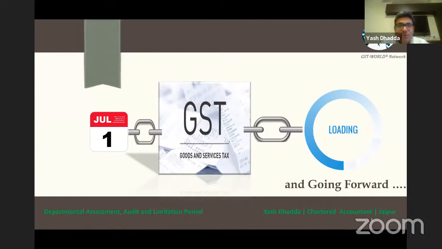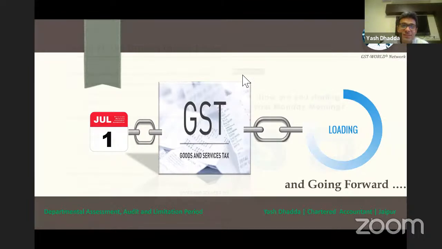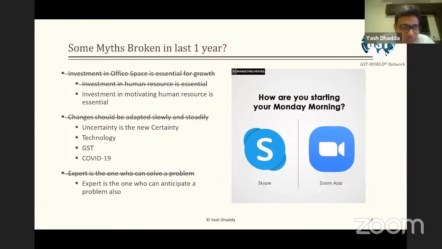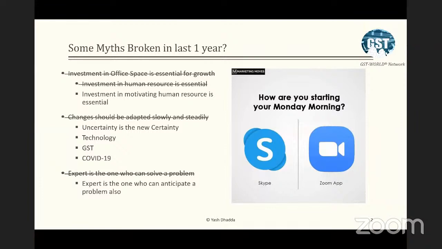So in this background, when we come to the specifics of the issue which we have in hand today, before I go to that, one thing which I generally share with all my friends, wherever I have been given an opportunity to share my views, is that in the last 1 year we have seen a complete change in the approach in which we do things.